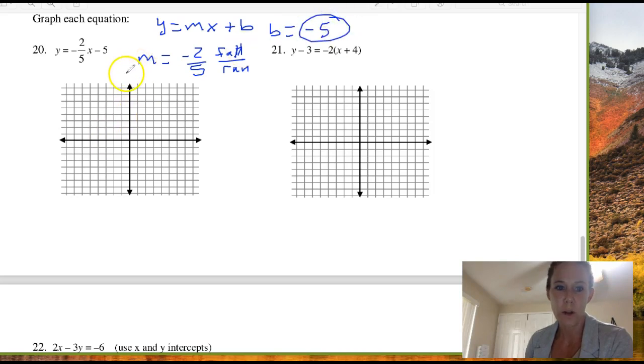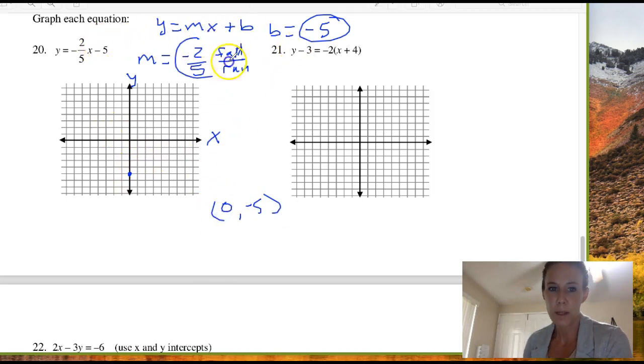So I start on, here's my y, here's my x. I start at -5 on my y-axis, that's my y-intercept. -1, 2, 3, 4, 5. Remember, your y-intercept is when x is 0. This is 0, so you get y equals to whatever that is. So x is 0, y is -5. All right, 0, -5.